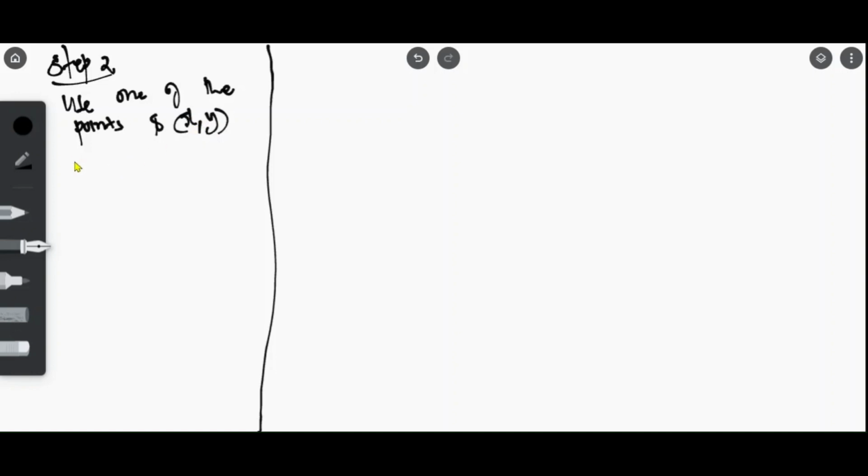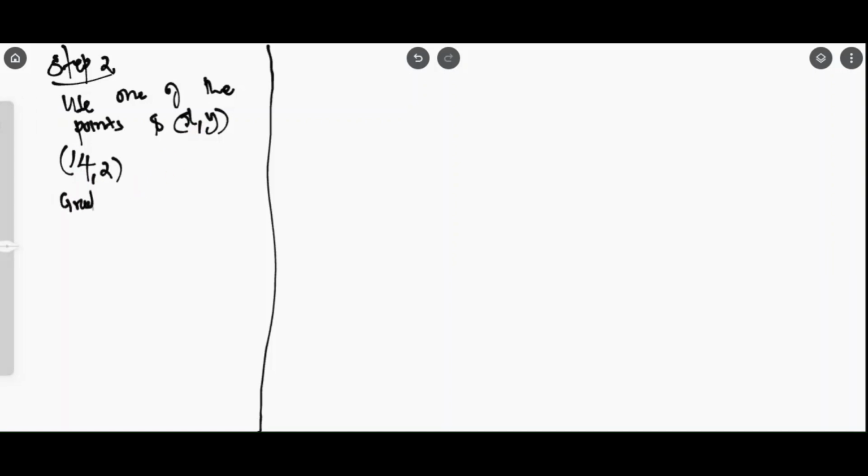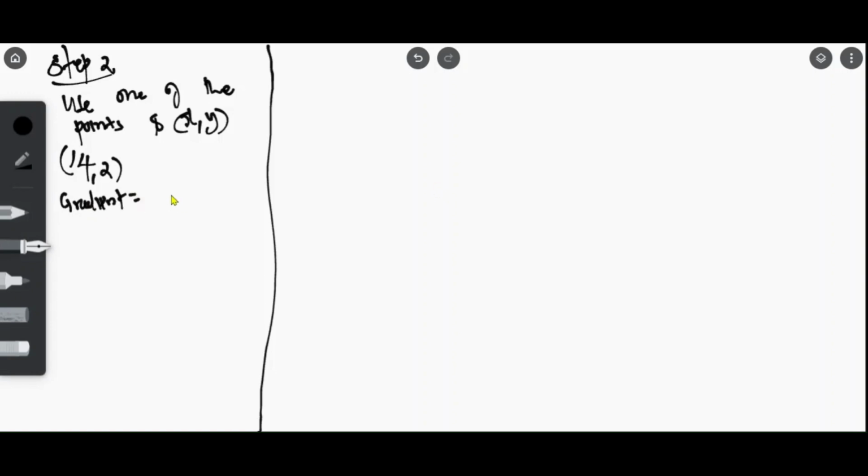Now one of the points is 14, 2. Let me pick that one, 14, 2. So I'll use that one and xy to find gradient. I know that gradient is equals to change in y all over change in x. So I'll come here and say this value y minus 2 all over x minus 14. So I have that. That is the farthest I can go because these are unlike terms.